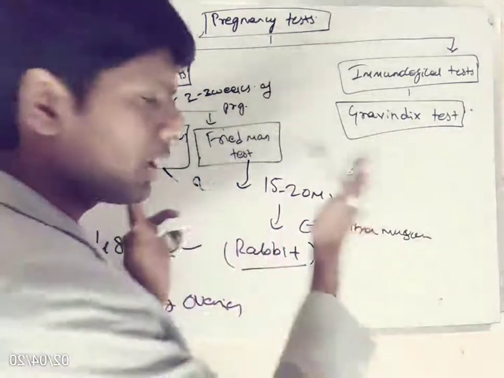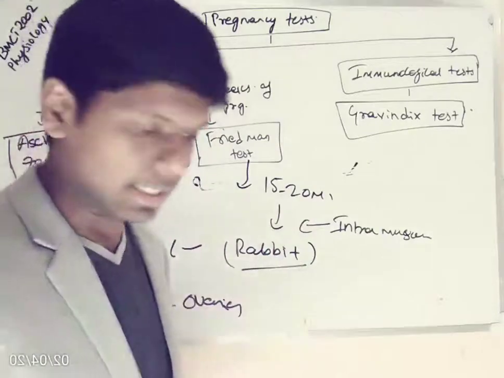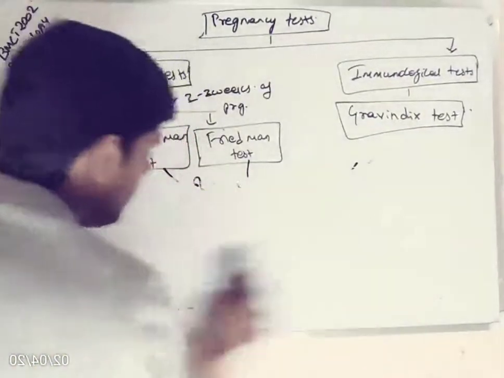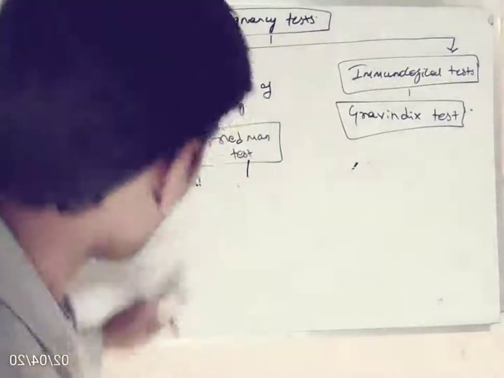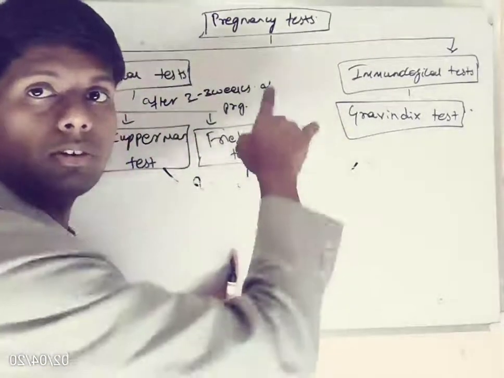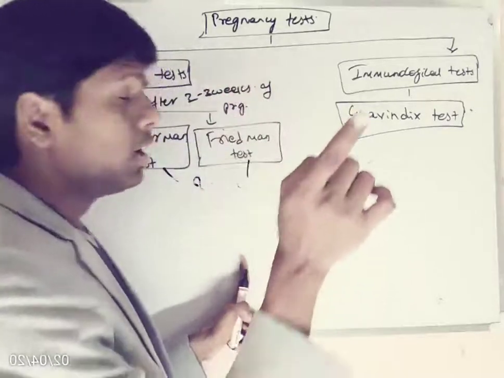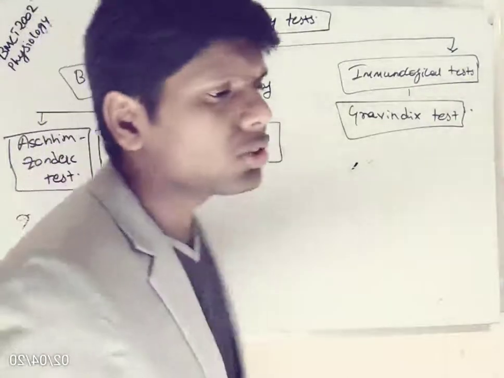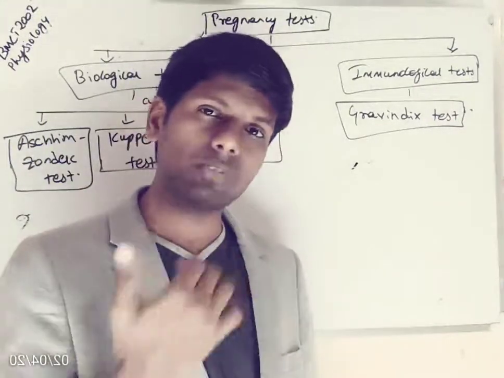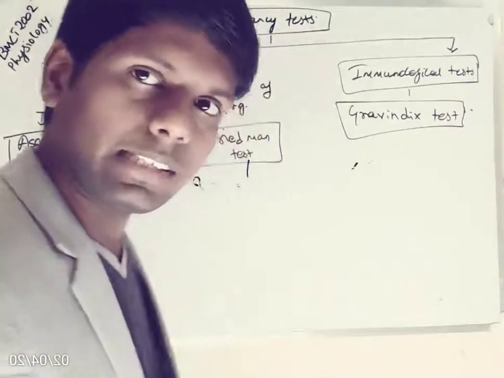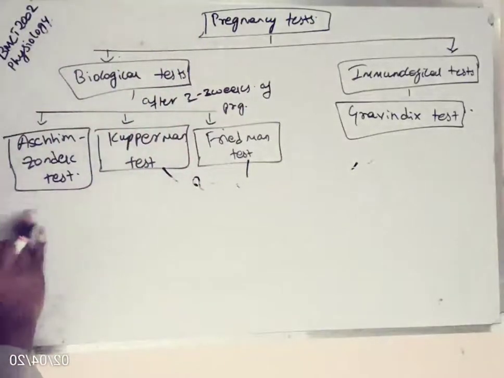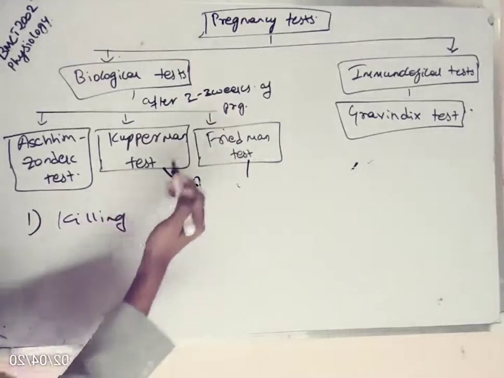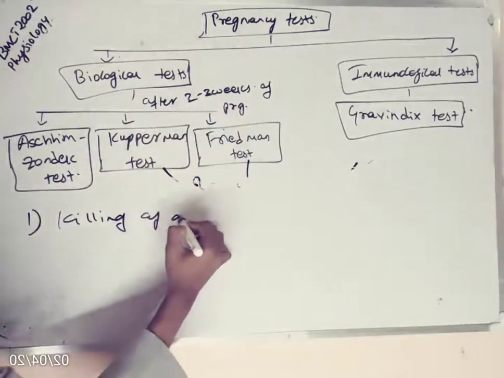So what are the major disadvantages of biological tests? Keep in mind, all biological tests can be performed using urine of a pregnant woman. At least she should have pregnancy for 2 to 3 weeks. Only 2 to 3 weeks after sexual intercourse can we detect the HCG in the biological tests. So the first one is sacrificing animals, killing of animals. That is one problem in the biological test.